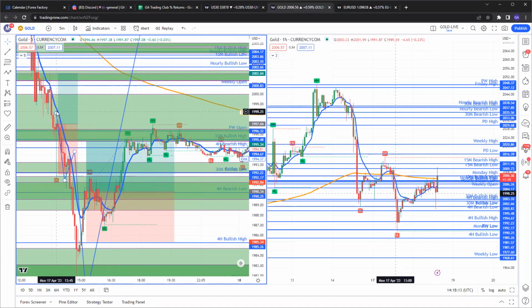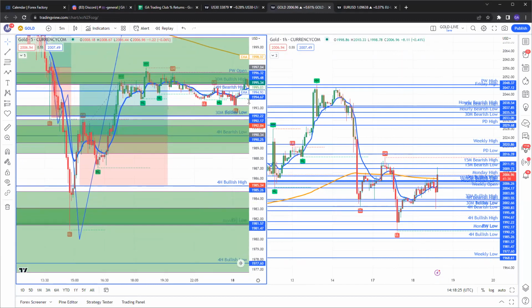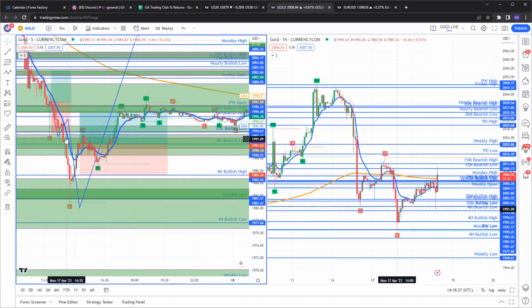And then I drew this markup, right? You can see this zigzag. I said we had a 4-hour bearish high and low here, and price can come, pick up demand, go back up, which it actually did here, and then drop back down to this demand zone within a demand zone that was here. So price literally came there and bounced over.